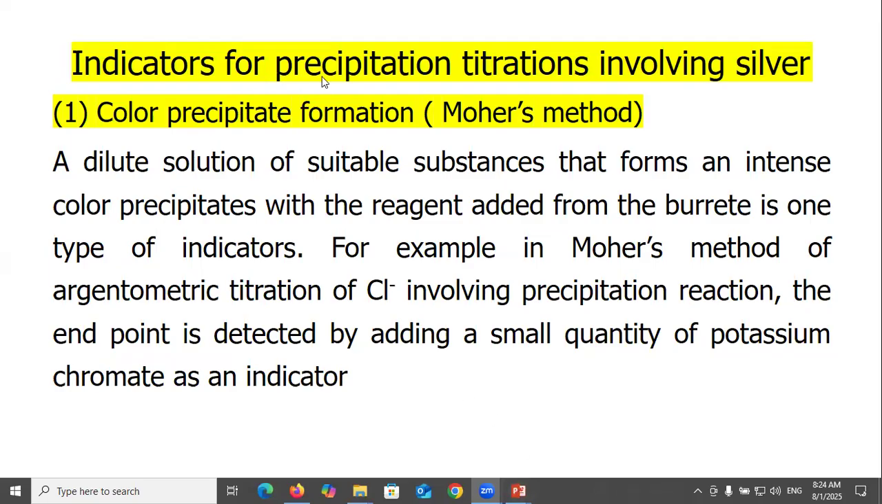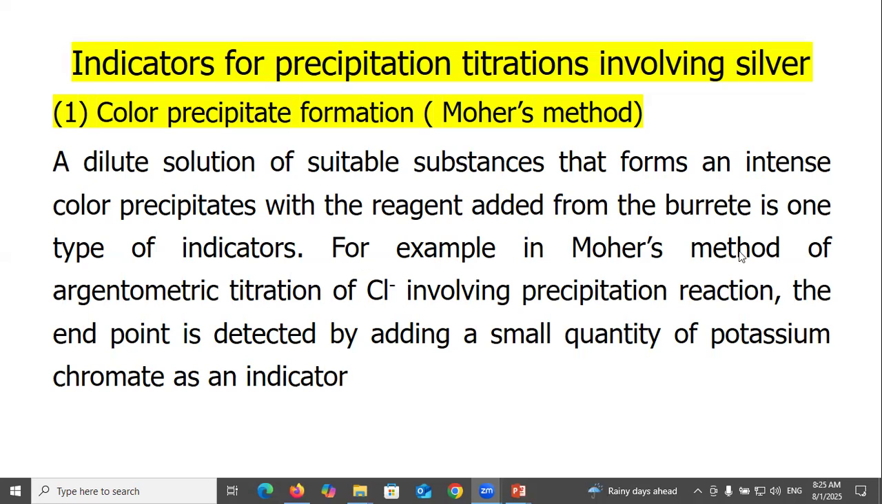Indicators for precipitation titrations involving silver. First, color precipitate formation, Mohr's method. A dilute solution of a suitable substance that forms an intense color precipitate with the reagent added from the burette is one type of indicator.